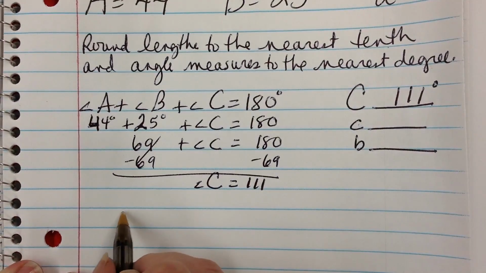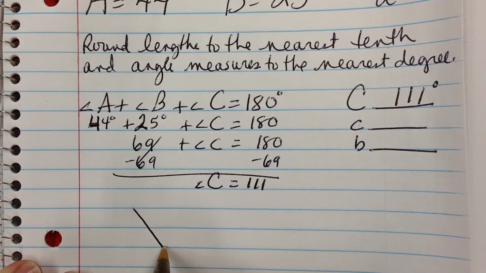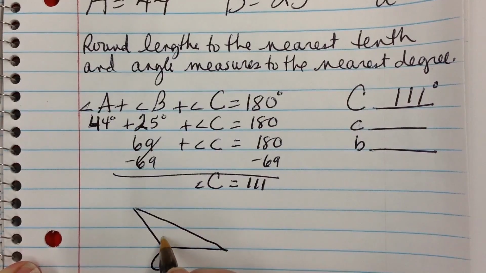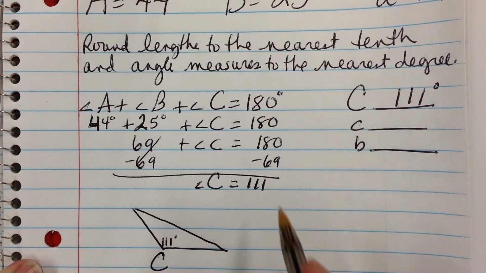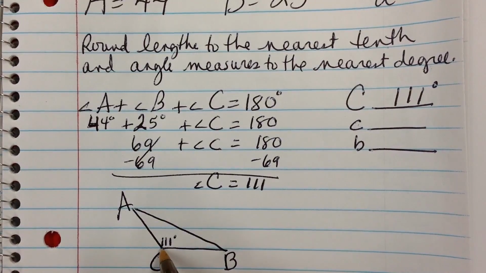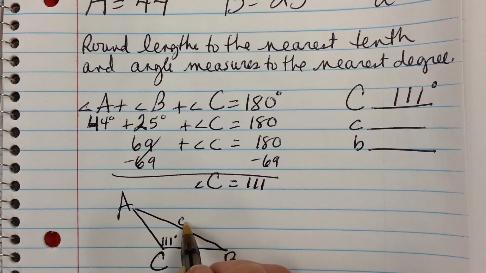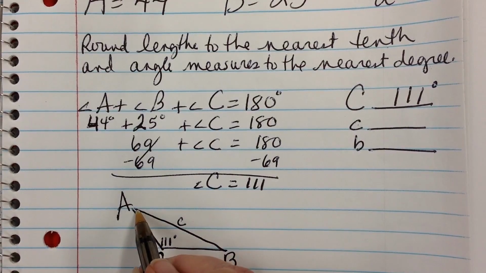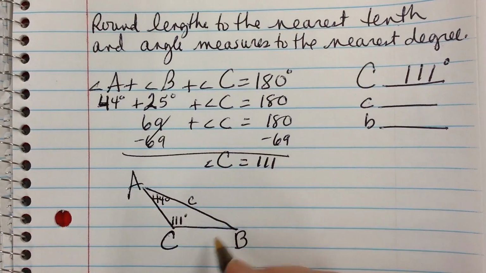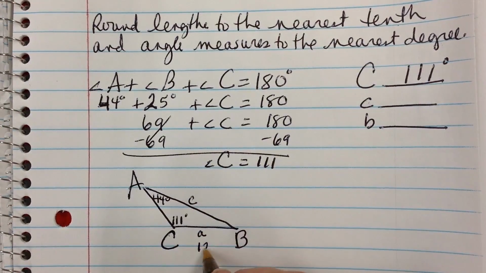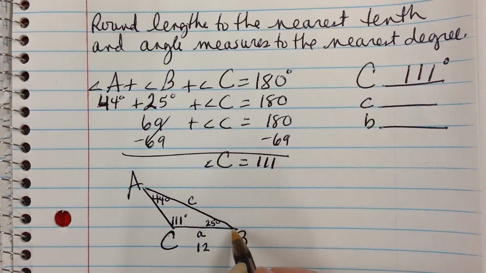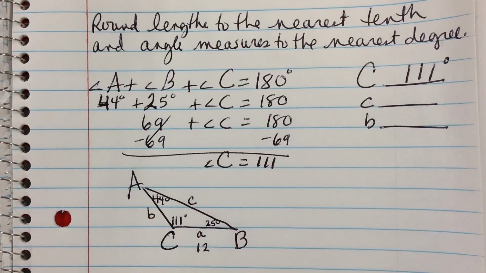So I'm going to draw us a triangle that has an obtuse angle. And that obtuse angle C is 111 degrees. So here's angle A, here's angle B. The side opposite angle C is side C. The side opposite angle A, which is 44, is lowercase a, and we know that's 12.